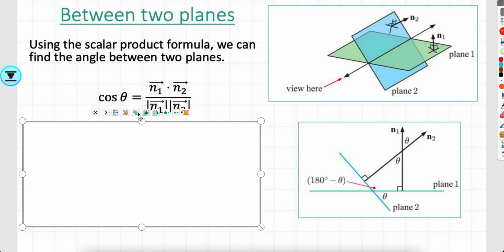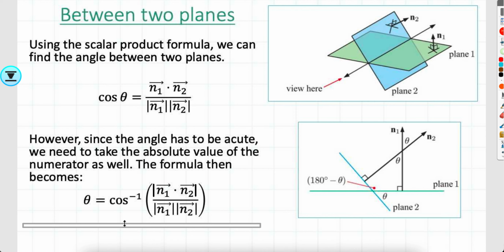Now, to get that acute angle, we need to make sure that our equation is set up nicely. In order to get that acute angle as an answer, we need to take the absolute value of the numerator, which is the scalar product. Otherwise, if it was negative, it would give you answers in the second and third quadrants, and that's not what we want. So we're looking at the absolute value of the scalar product of the normals of the planes divided by the magnitude of each.